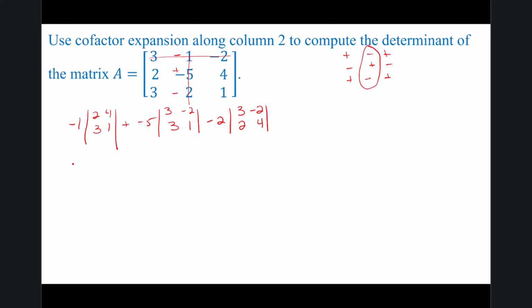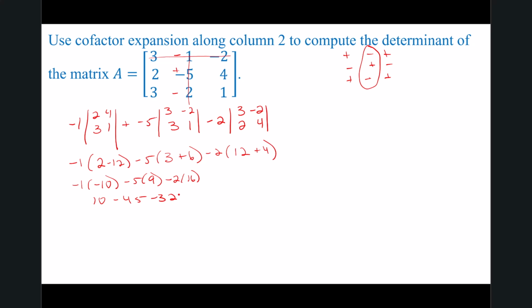So this is what I need to find. -1 times (2 minus 12) minus 5 times (3 minus -6) minus 2 times (12 minus -4), which is -1 times -10 minus 5 times 9 minus 2 times 16, or 10 minus 45 minus 32, which is still -67. So still the same determinant, even though I used column 2 instead of row 1 that we did before.